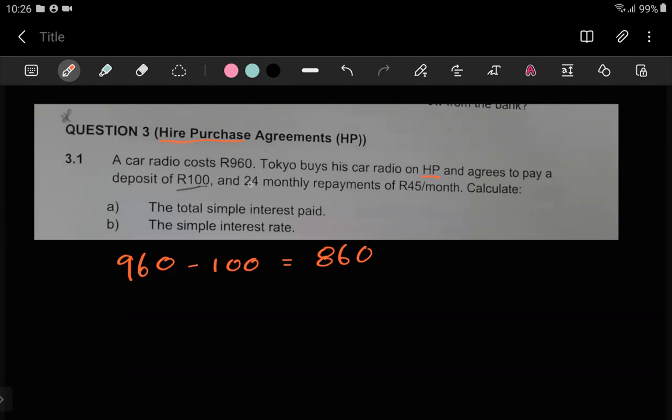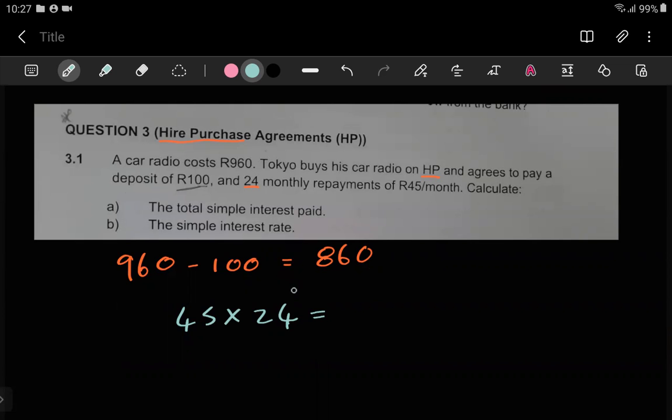24 times, right? So it says here, calculate the simple interest paid. So the total simple interest paid. The idea with this question is, you have to think logically. He is just going to pay 45 rand over 24 months. So let's find out what he pays in total, and then we remove the 860 that he owes, and whatever is left, that's the interest that he paid.